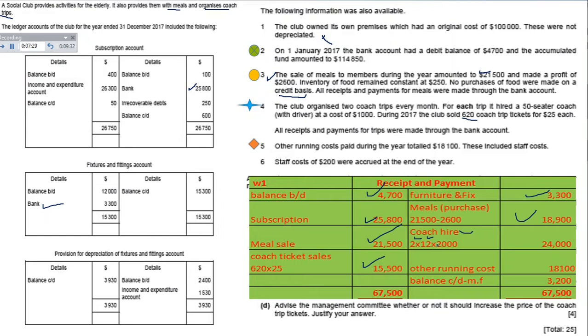So this is not 2,000, I made a mistake here. Let's say 1,000. So 2 into 12 into 1,000 is your 24,000, that's your expenses as cash outflow.